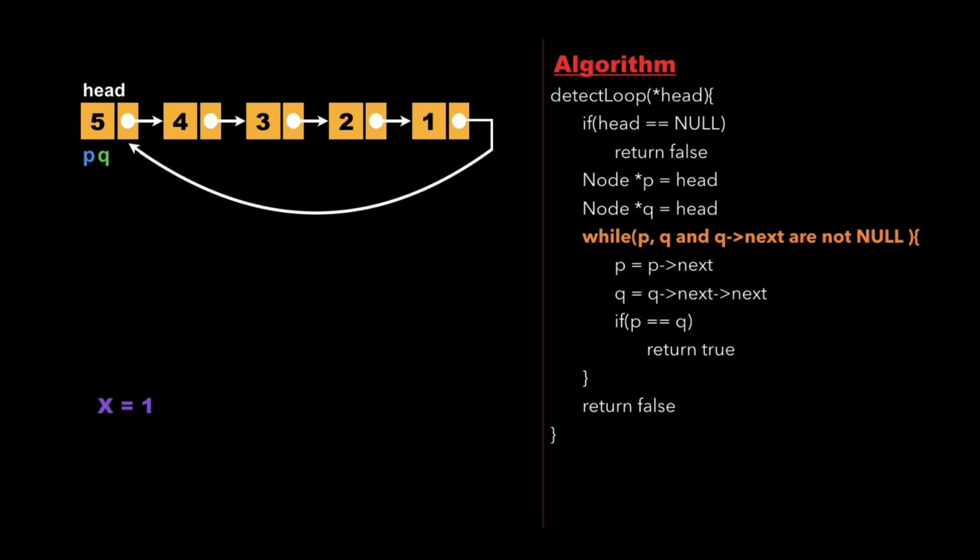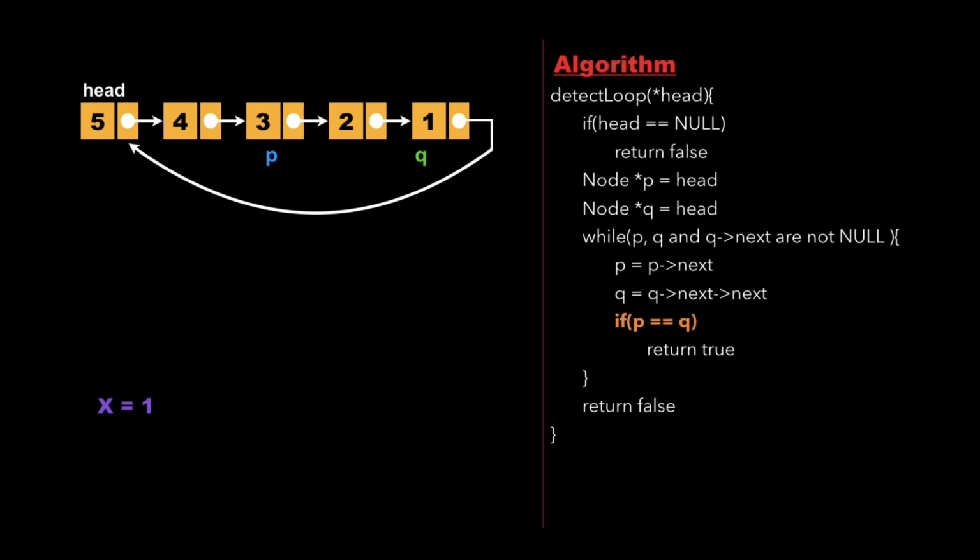Then we check whether p, q and q of next are not null. If all the three are not null, then we enter the while loop and update the value of p as p of next, and also update the value of q as q of next. That is, q moves forward by 2 positions. Then we check whether p is equal to q. Since both of these are not equal, again we check whether p, q and q of next are not null. Since in our case all the three are not null, again we enter the while loop, update the value of p as p of next, q as q of next, so q points to 1.